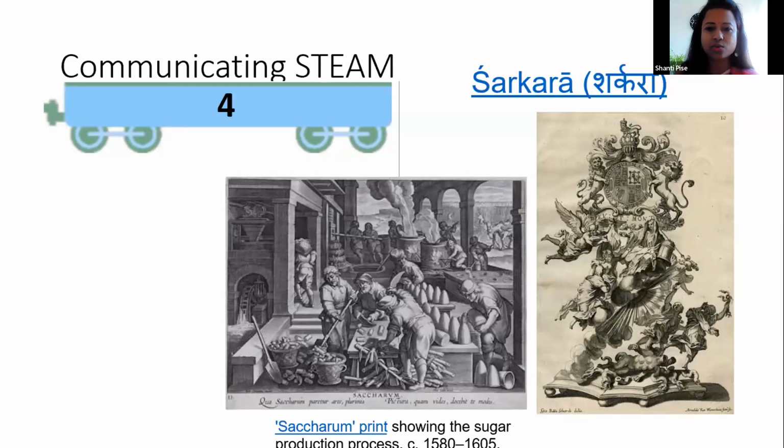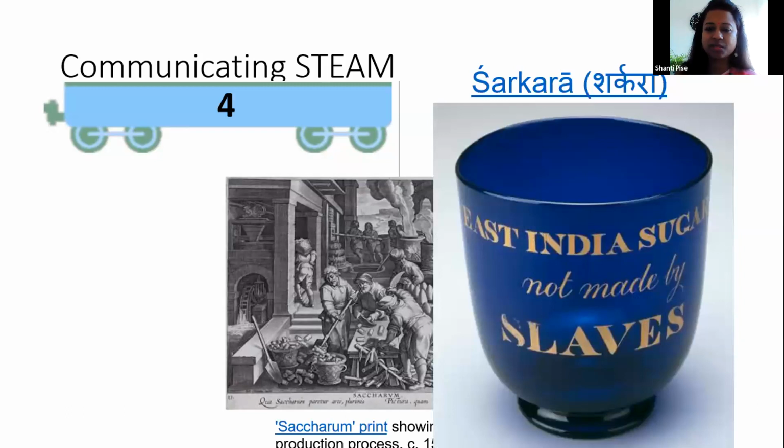Along with this, I also want to share with all of you this. Can you see this? What does this mean? Any suggestion? Can you read this? If you cannot, I will read for all of you. East India sugar not made by slaves.